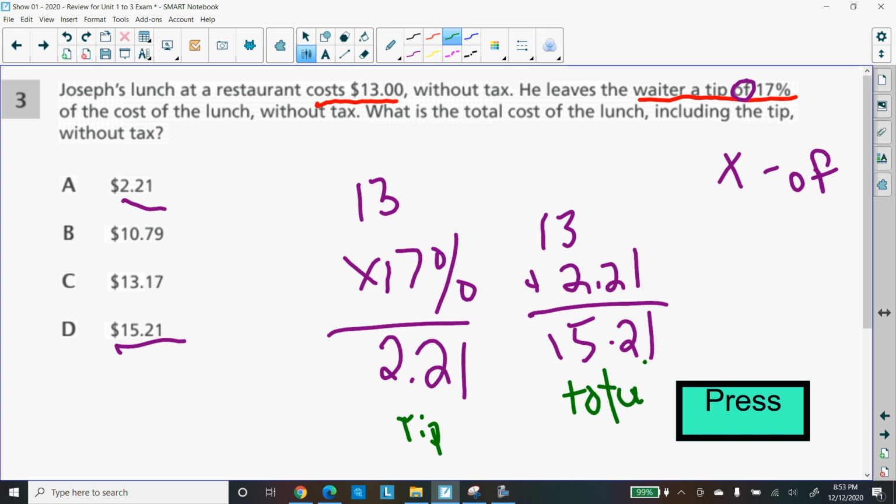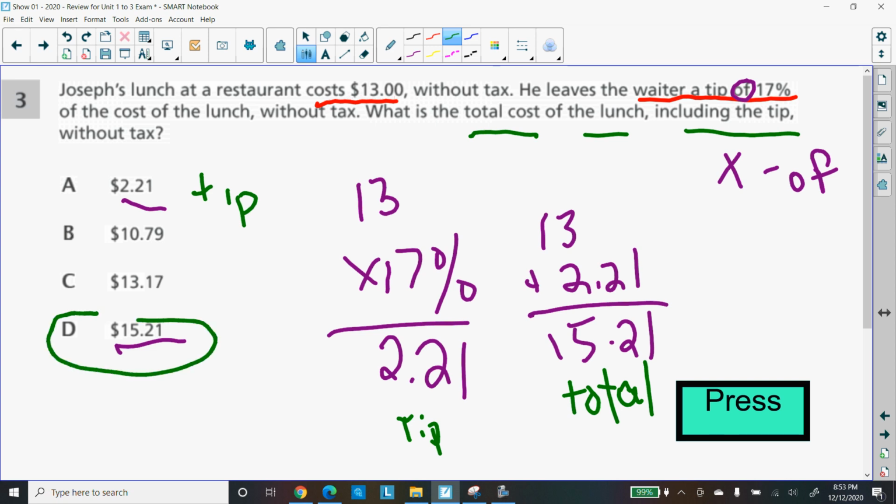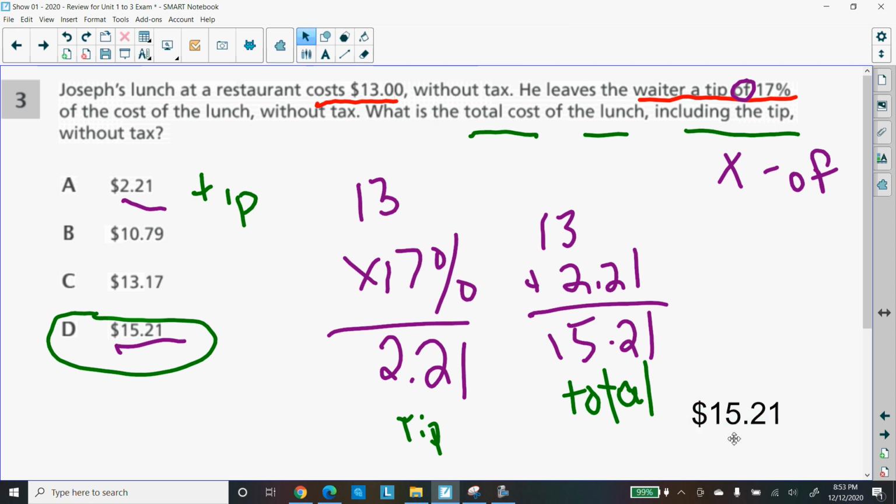This is where reading the question at least 3 times helps out. The total is what they want. They say, what is the total cost of the lunch, including the tip? And you don't have to worry about sales tax. So this is the tip. So the total will be $15.21. So if you chose choice D, you are correct. $15.21 is the total. That was a good question. Let's keep moving.